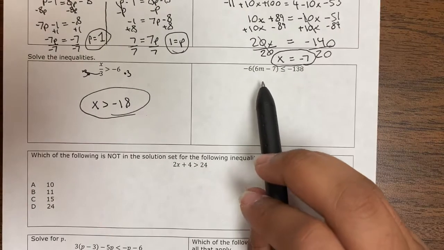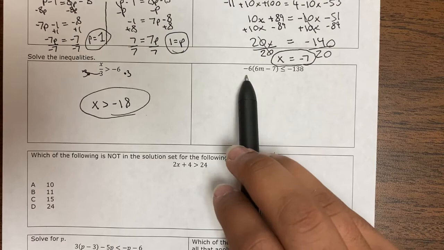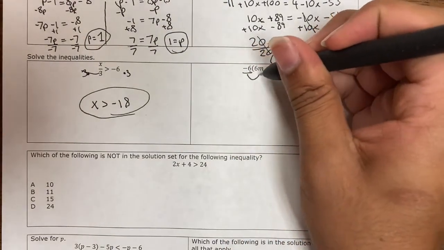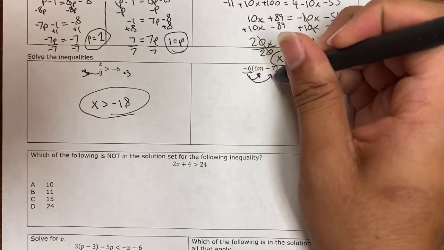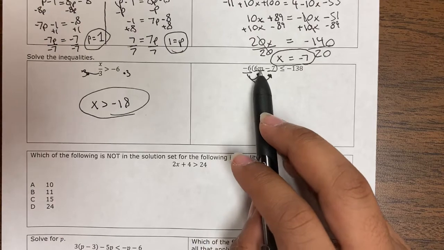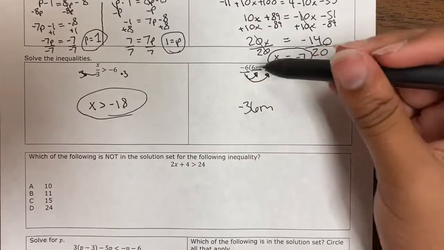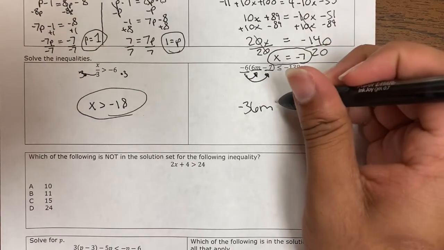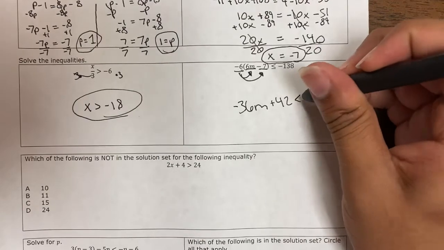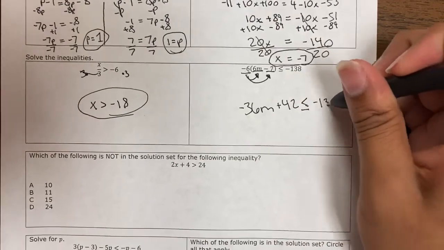Then we have this one with parentheses. So I'm going to start off with distribution. Negative 6 is being multiplied by everything inside of the parentheses. So negative 6 times 6m is going to give me negative 36m. And negative 6 times negative 7 gives me positive 42. And then is less than or equal to negative 138.